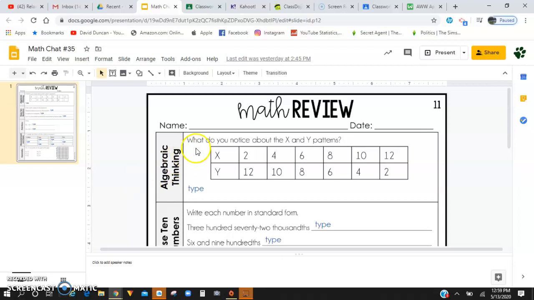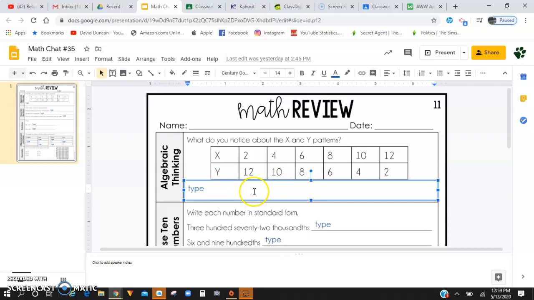Algebraic thinking. What do you notice about the X and Y patterns? So you're going to look at the pattern on top. From 2, 4, 6, 8, 10, 12, what is happening between each one of these digits in the pattern? And then what is happening between the Y pattern below, the 12, 10, 8, 6, 4, and 2? What's happening between each one of these consecutive numbers in the pattern? Once you figure out what pattern rule is being applied, I want you to type down what it is you're noticing right in here.